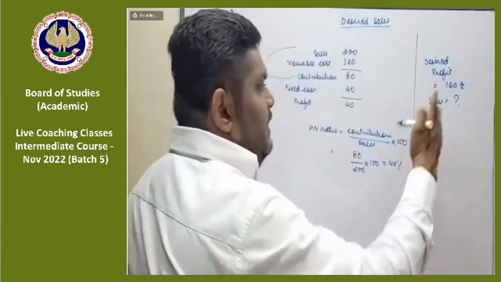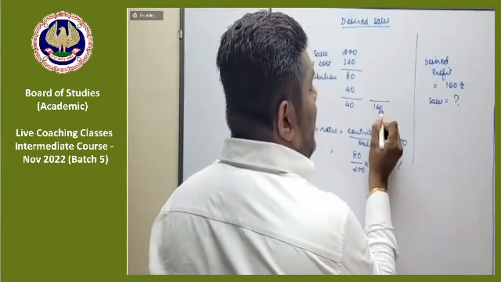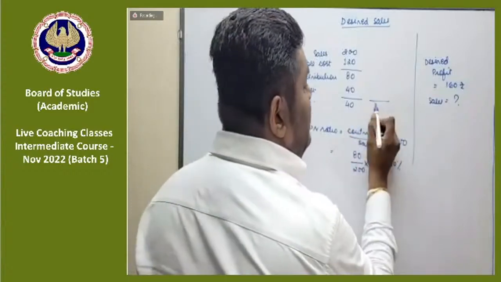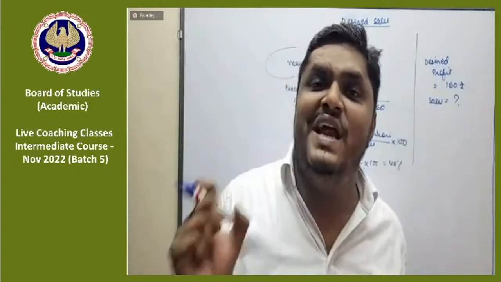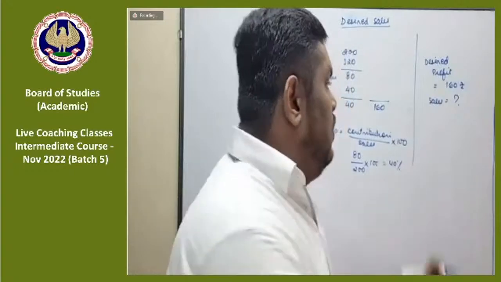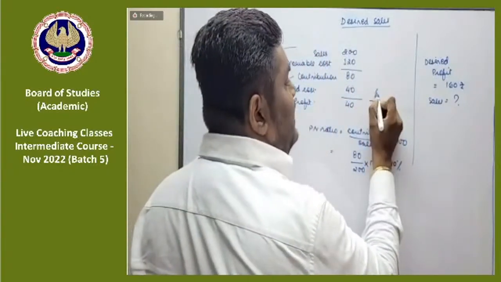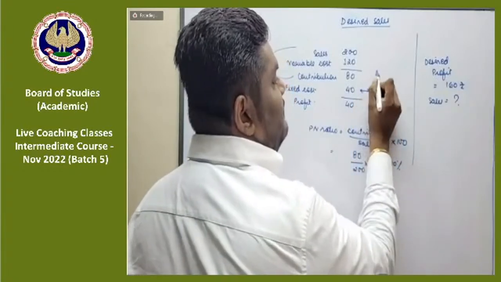So guys, in this question, how much profit do we want? Very simple, 160. In break-even sales, my desired profit was 0. But in this question, we want 160. My fixed cost remains the same at all levels of sales, so this 40 will remain the same.